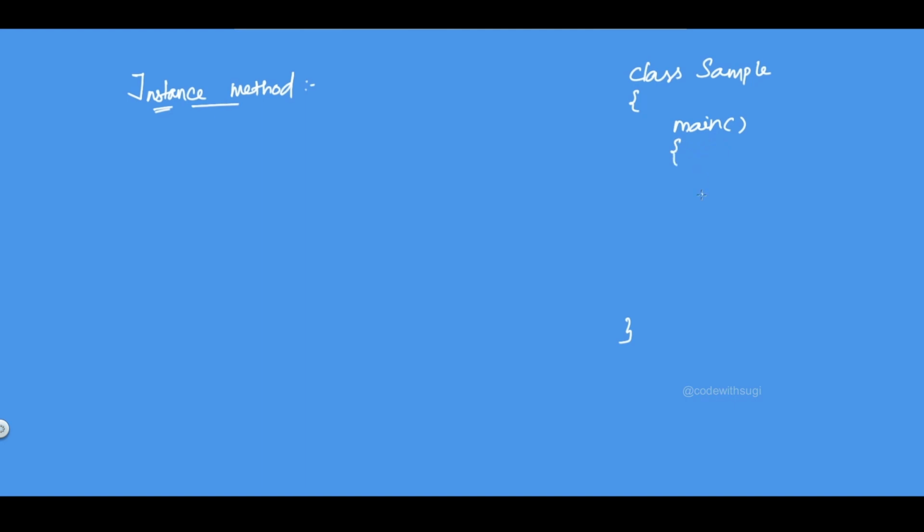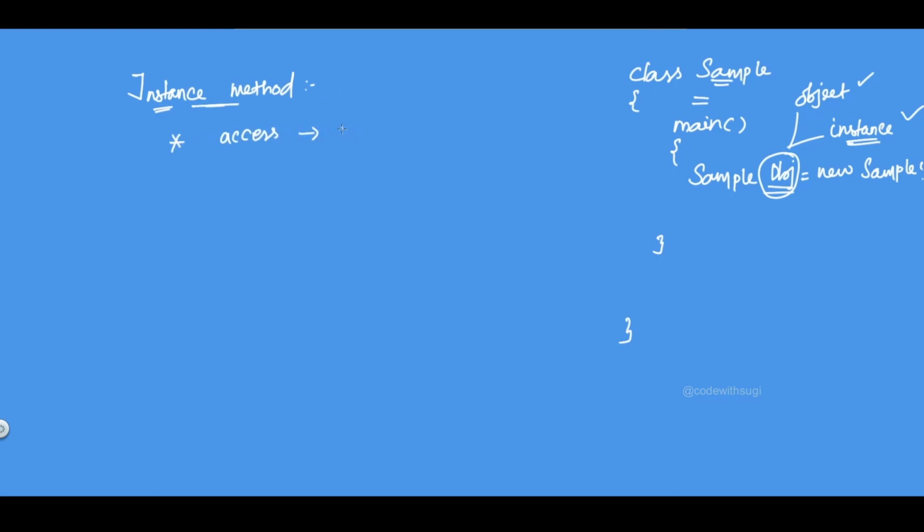So if you want to access anything which is in the class, then you have to create an object. How will we create an object? Sample, say for example obj equal to new Sample. So this is how we create an object. We can call this an object, or you can call this an instance. Instance in the sense this object is one instance of this class, that is the exact meaning of this obj. So if you are trying to access any method using an instance, then that method is called an instance method. Accessing the method using an instance. That's the reason we call these kinds of methods instance methods.